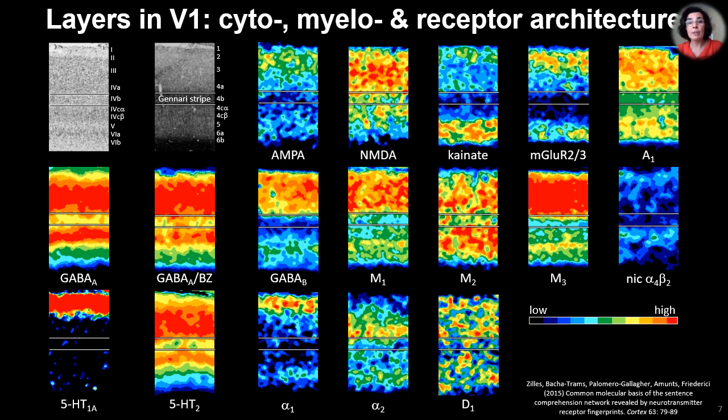So although receptors also present clear lamination patterns, you can see that they can differ between receptor types, and also that there is not necessarily a one-to-one concordance in the number of layers revealed by each receptor type or by the classical staining methods.